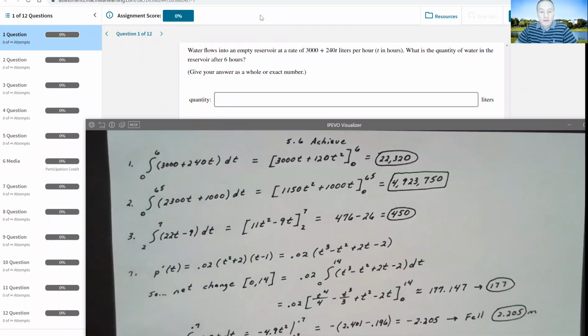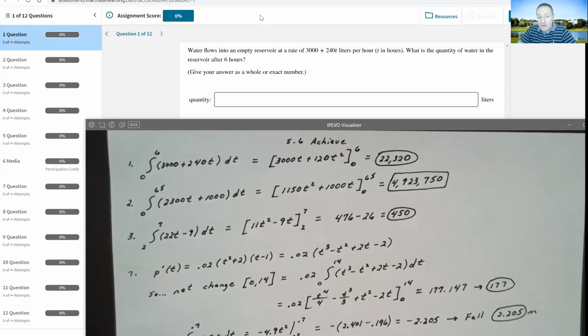Hi, all. Let's take a look at the short section 5.6 homework assignment on Achieve. The first question here is a simple example in which we're given a rate of change and then asked for how much the quantity has changed over an interval. So we know that we're going to integrate that rate of change, which in this case is the change in the amount of water with respect to time, and we're supposed to find out how much the quantity of water in the reservoir has changed after 5 hours.